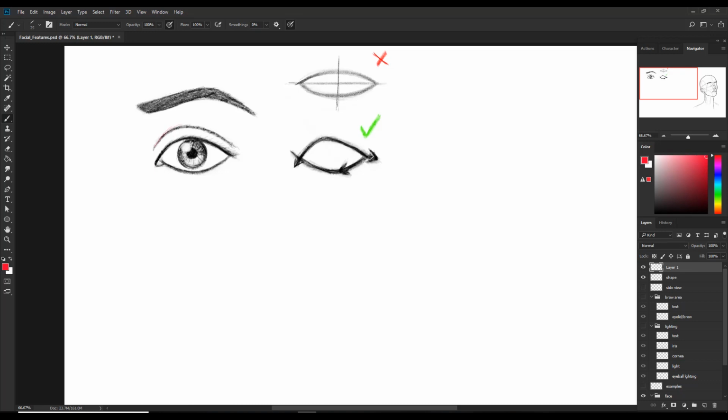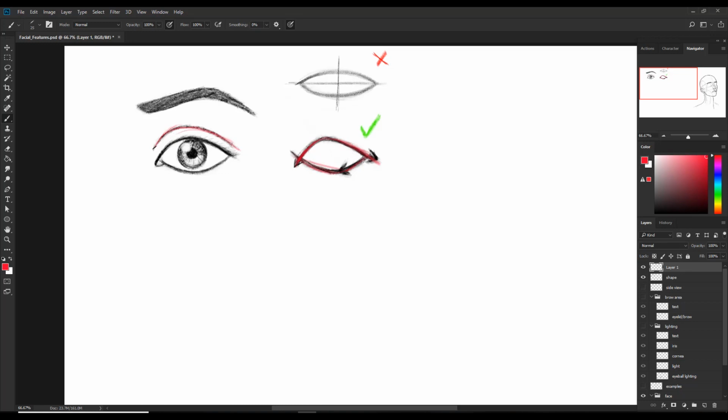So if we look at this example here, what we can see is we want a short curve starting at the tear duct, the upper lid here, into a long curve for the outside of the eye. And on the bottom lid, we want a short curve on the outside coming into a long curve for the inside of the eye. If we look at our example over here, we also don't want to forget to address the crease of the eye.